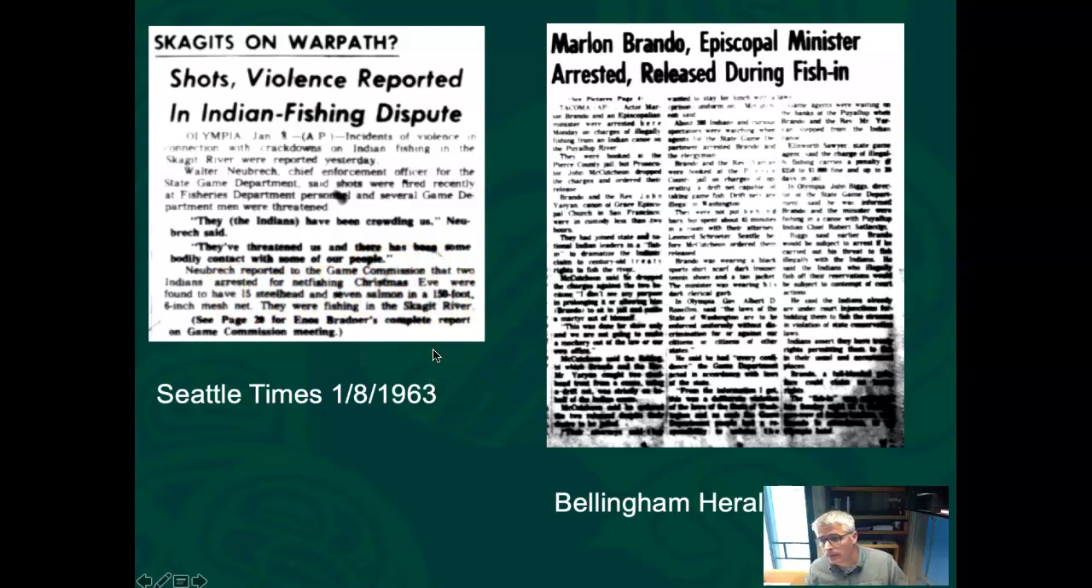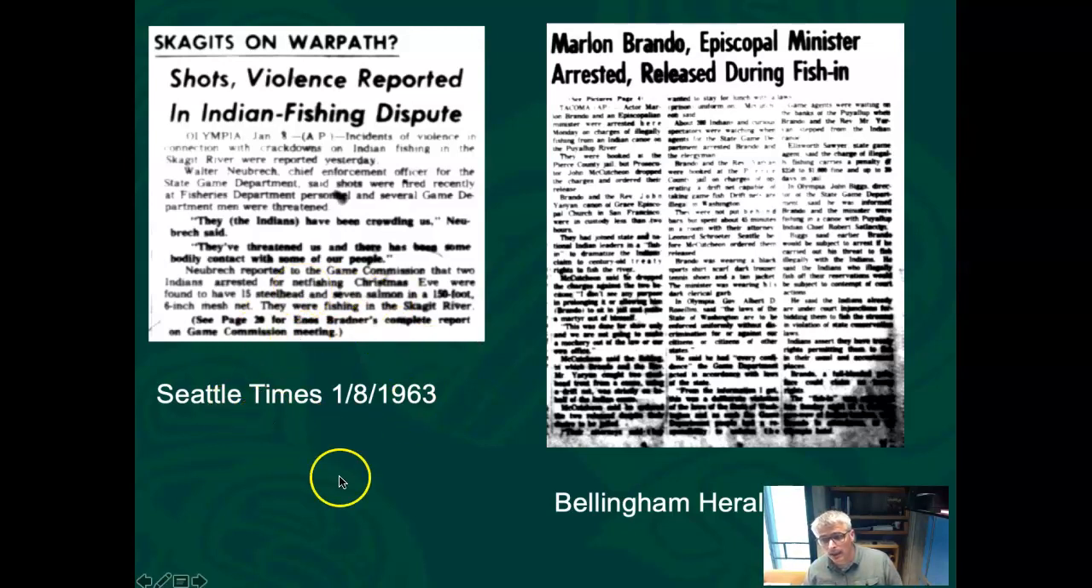They were found to have 15 steelhead and 7 salmon and a 100-foot net that they were fishing on the Skagit River. So here's a couple of tribe members going out to fish on Christmas Eve to have fish for Christmas. They're fishing on the Skagit River off the reservation, but clearly within their usual and custom areas. And then they're arrested for catching a few fish.